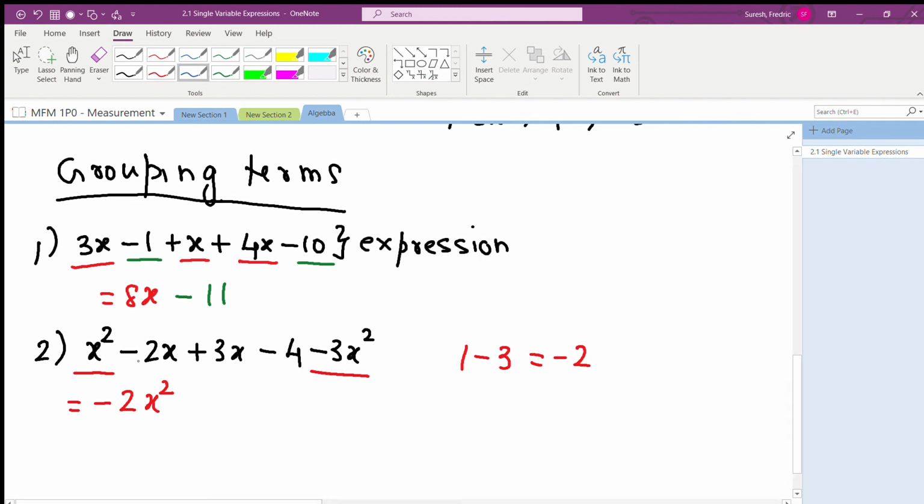Let's group the x together. So we have -2x, positive 3x. So -2, if you add a 3 to it, okay, it is a positive 1. So I can go here, positive 1x. You don't have to write the 1 if the answer is 1, because 1x is the same thing as x. And then finally, you have this.